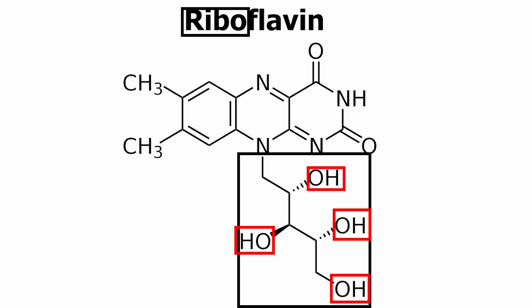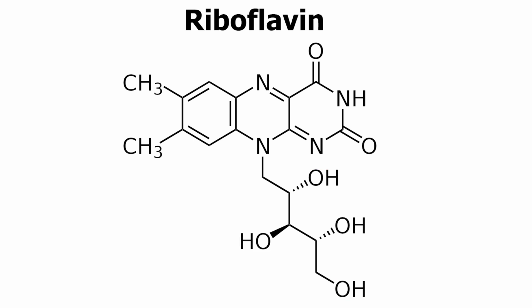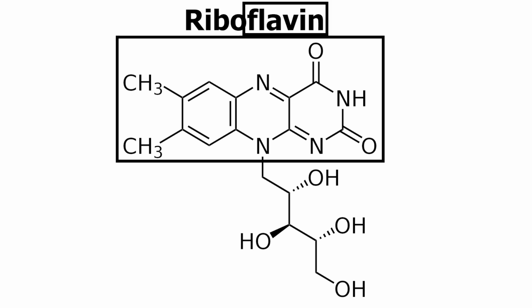You'll notice all of the hydroxyl groups. This looks like a polyol, maybe something like xylitol, but it is part of a ribose tail. It's just got the aldehyde head chopped off. Now, the other part with the three rings, this is known as a flavin moiety.